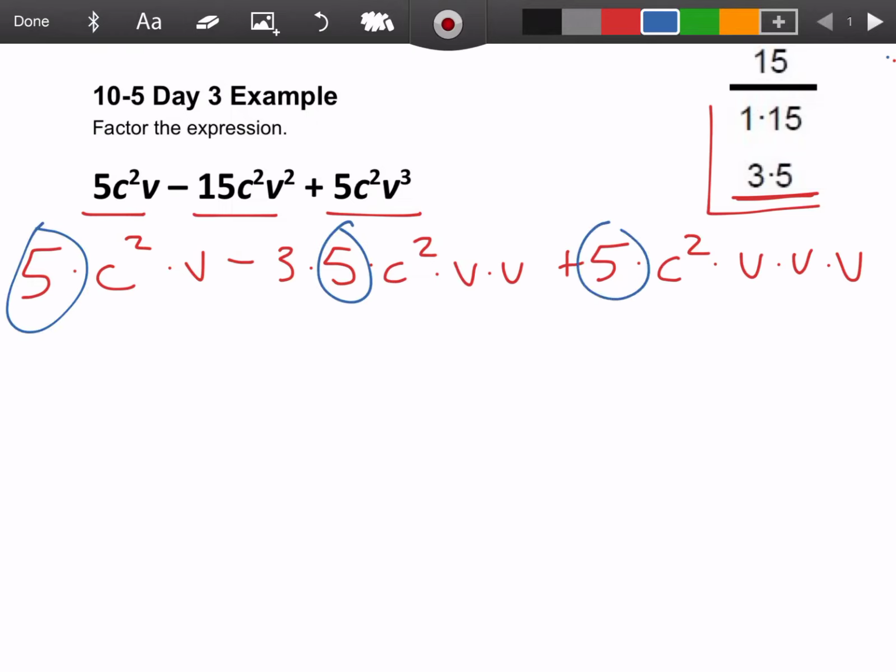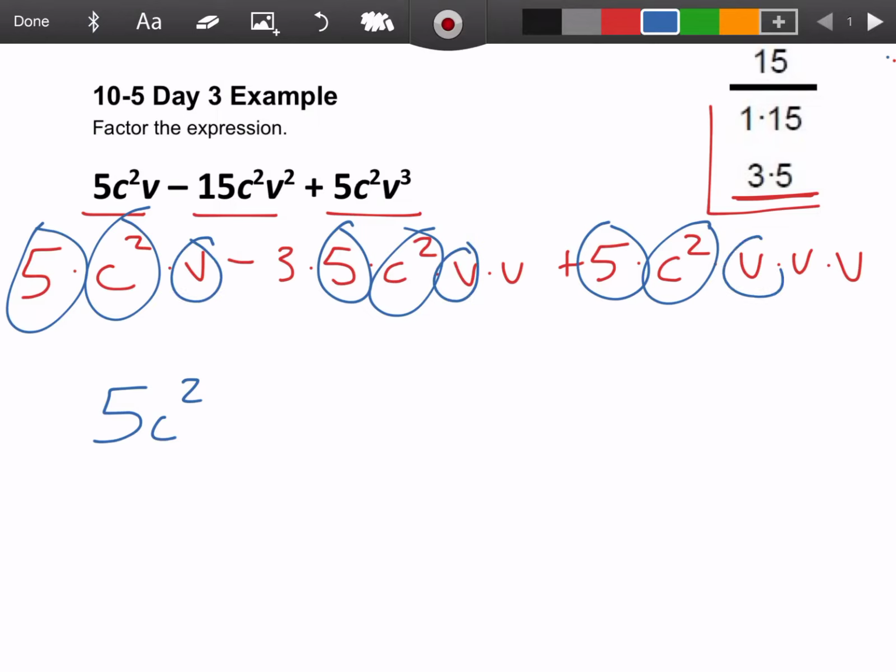So they have a common factor of 5, so I could write that out front here. They have a common factor of c squared, so I could write that out front as well. And they have 1 v in common, so I can write that as well. And then inside the parentheses I'm going to write what is left.